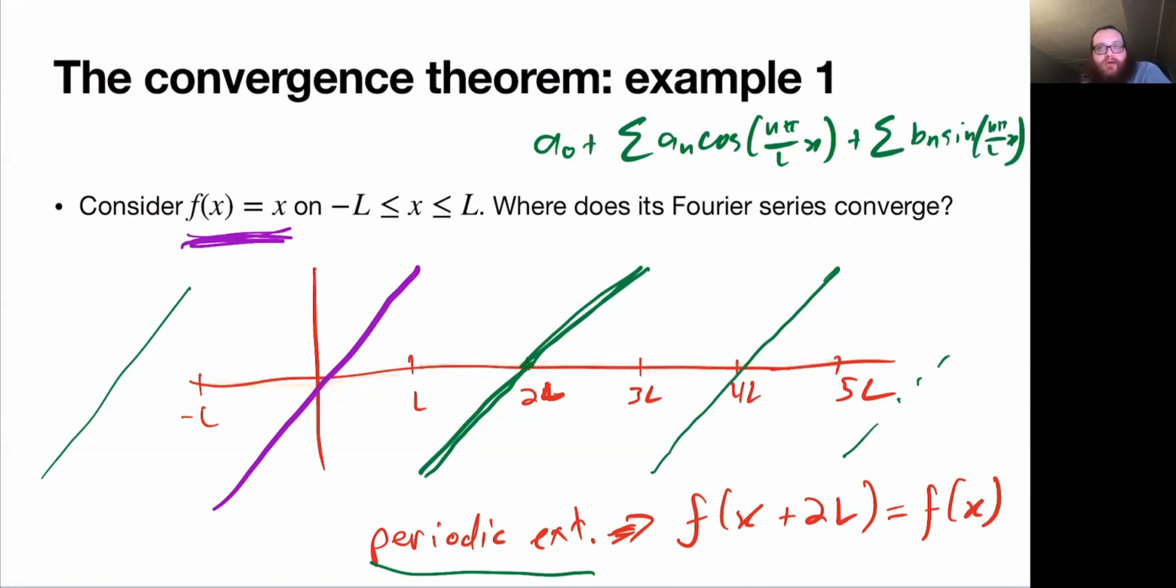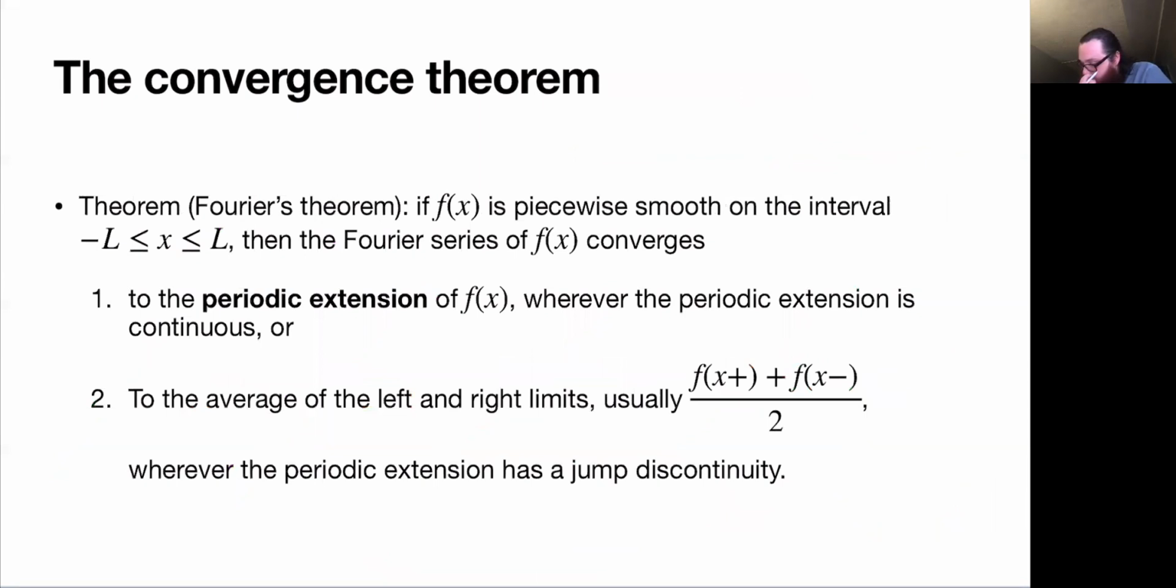So now the question is, what does the series look like at these points? Keep in mind that at these points, we have a jump discontinuity in the periodic extension. So if we go back to the convergence theorem, wherever the periodic extension of f of x is not continuous, what does the Fourier series converge to? Well, it converges to the average of the left and right limits.